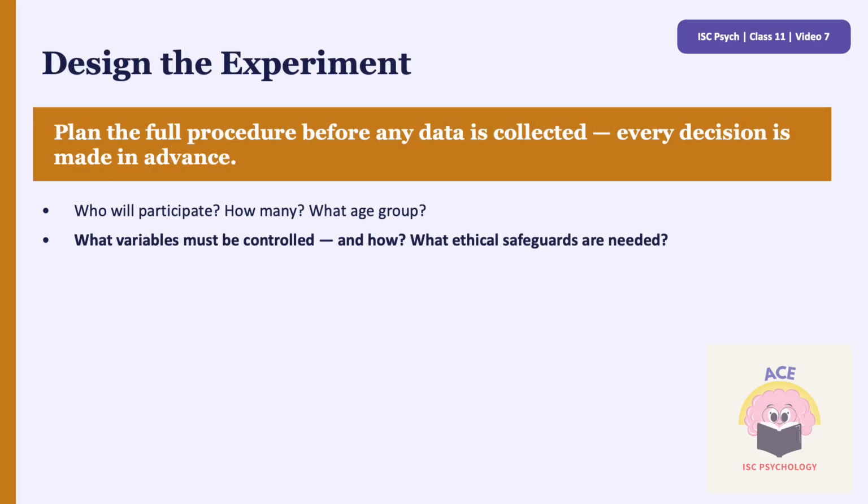Step 3. Design the experiment. The researcher decides who will participate, how many people, how the participants will be allocated to the groups, what are the variables that need to be controlled, and what kind of ethical procedures need to be in place.